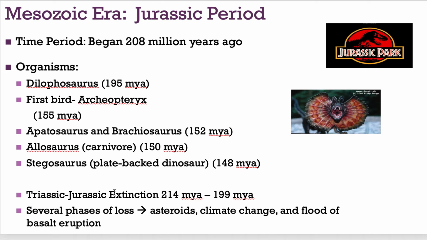But then the next mass extinction was the Triassic-Jurassic extinction that lasted from 214 million years ago to 199 million years ago. So that's millions of years in time that this extinction occurred over. It wasn't just one instant extinction that a lot of people visualize, like an asteroid just striking the Earth and things being wiped out. It actually took a few million years for everything to be wiped out. So there were several phases of loss, which included asteroids, climate change, and a flood of basalt eruptions.